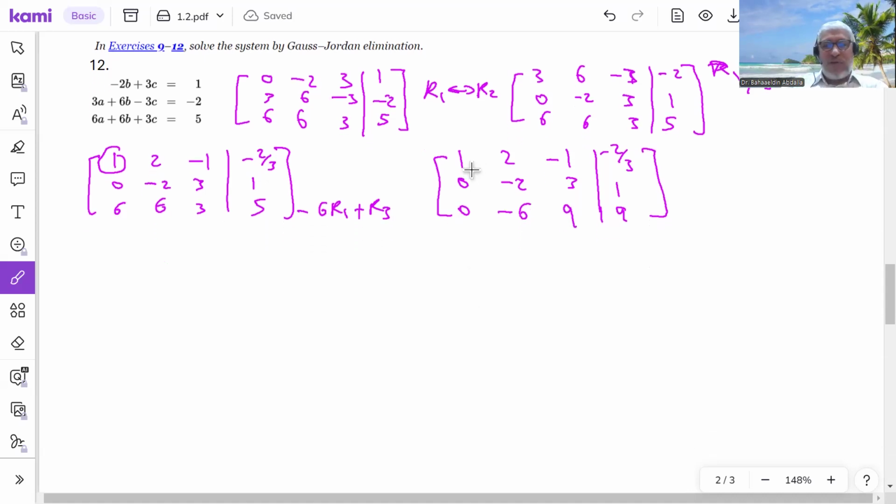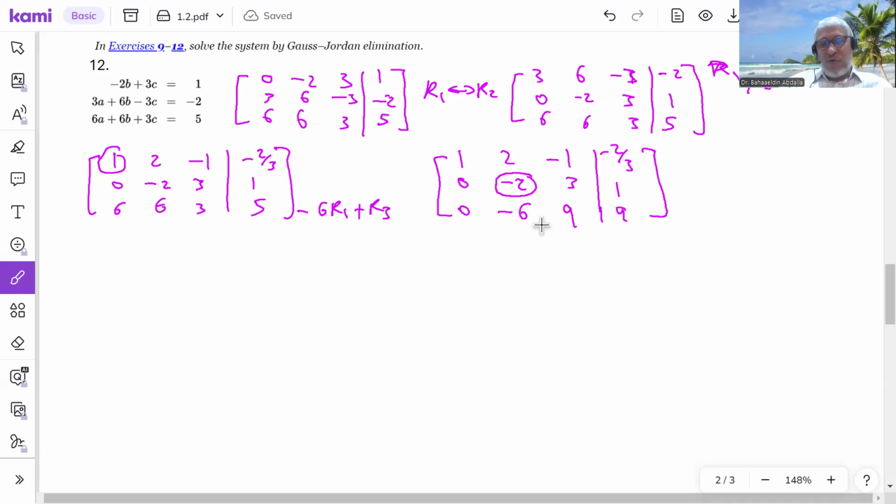1, 0, 0, the first column finished. Now I go to the second column, second row, this number must be 1. I have to make it 1. To make it 1, I have two choices. I'll divide by -2, then I'll have two fractions here, or I interchange it with row 3.